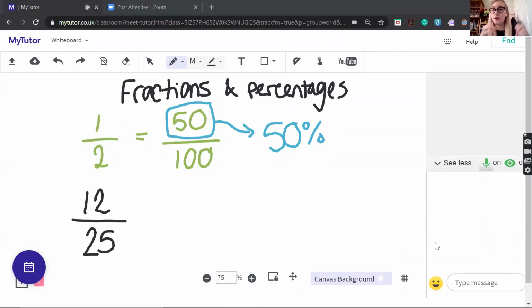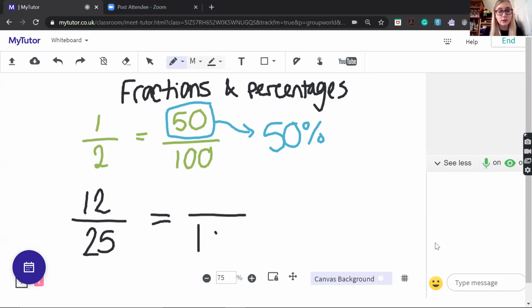You can either, if you can immediately see how to make the bottom bit go over 100, you can do that. So we can see that 25, we have to multiply it by 4 to go into 100. And 12, we therefore multiply by 4. And then just as before, this is our percentage.